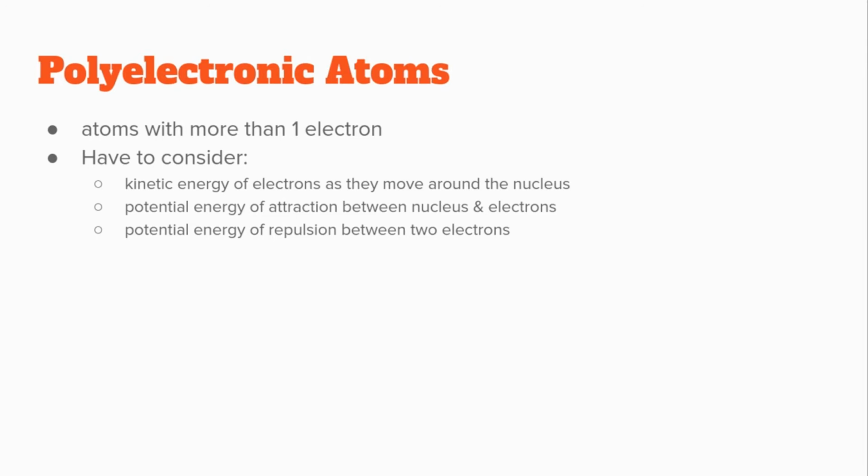So first we have to consider the energy of the electrons as they move around the nucleus, which was already being considered when there was only one electron. We also have to consider the potential energy of attraction between the nucleus and the electrons. Again, that was also being considered with one electron. The main thing that's different here is this potential energy of repulsion between two electrons, or the shielding effect. And so we get a much more complicated picture when we have more than one electron in the atom.